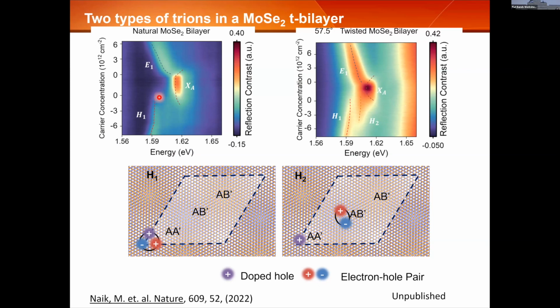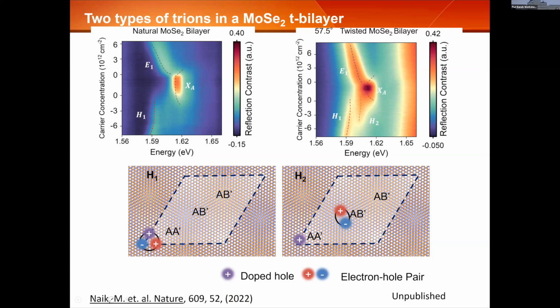And in the natural bilayer, we have what we call the H1 trion, where the extra hole is residing in the same location as the exciton. But when we have the twisted bilayer, we were able to observe this additional trion state. We attributed this additional trion state to a situation where the hole is sitting in a different location from the electron hole pair. We call it the charge transfer trion, certainly taking inspiration from Stephen Louie and Feng Wang's work on the charge transfer exciton.